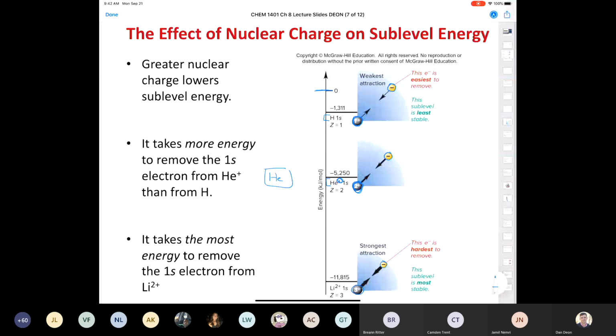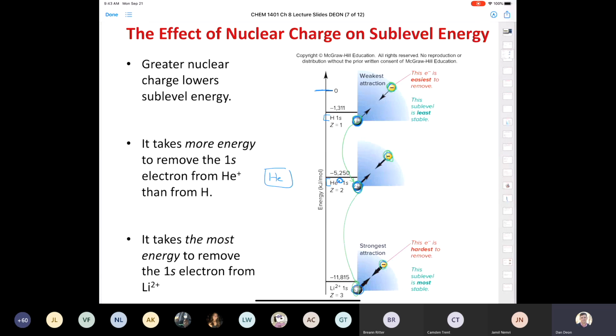is that as long as we have 1 electron on the outside, as long as we have 1 electron in our atom or our ion, as the nuclear charge increases from 1 to 2 to 3, like that, it gets more and more stable. Why? Because it's held in more tightly by that nucleus, by that greater nuclear charge.